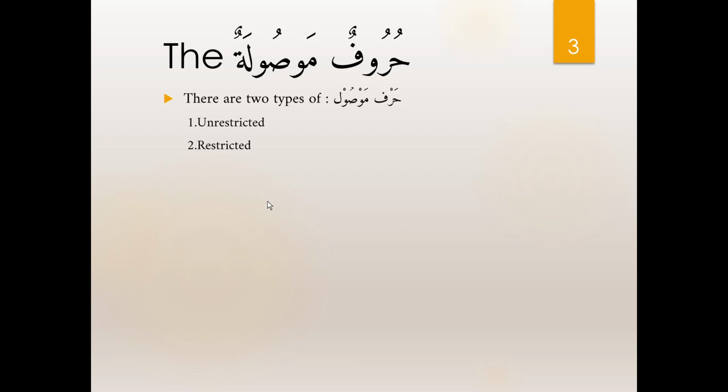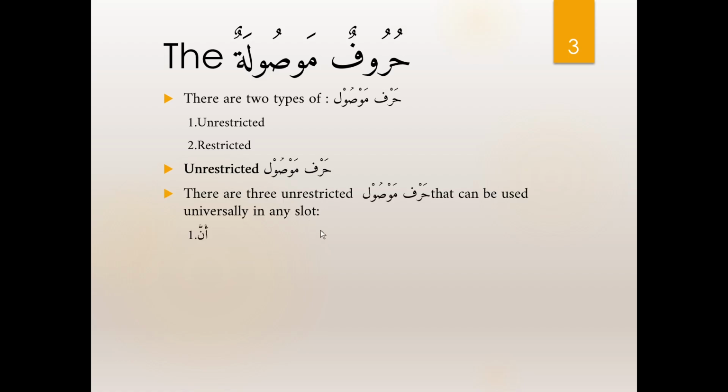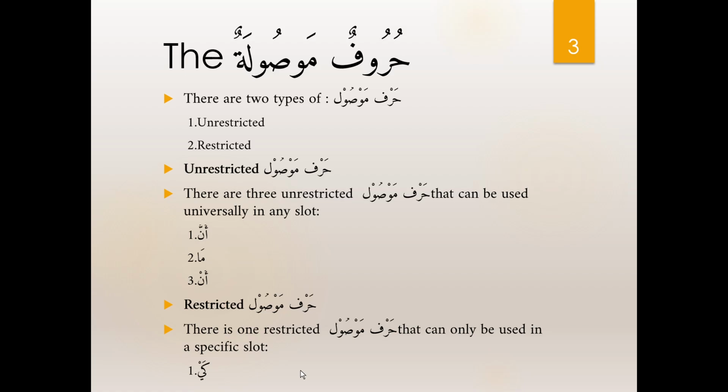So what are the ones that are unrestricted? This one I'm sure you know: anna, ma, and an. The restricted harfu mawsul is kai. There's only one. We'll be looking at all of these inshallah today, and maybe touch on the slots we were talking about, how the Ismun Mu'awwal is used for the different slots. But for now, let's just look at how we form this Ismun Mu'awwal.